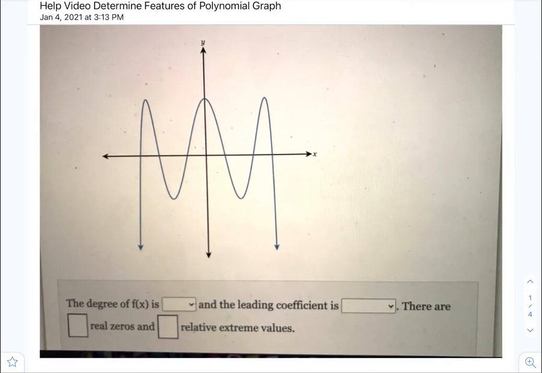Alright, here's your help video. Determine features of polynomial graph.